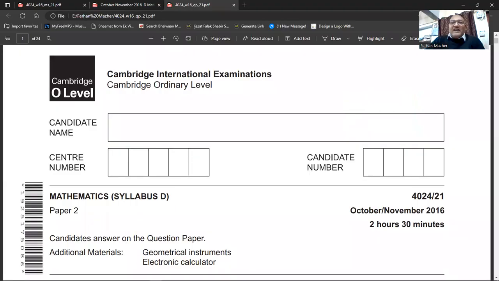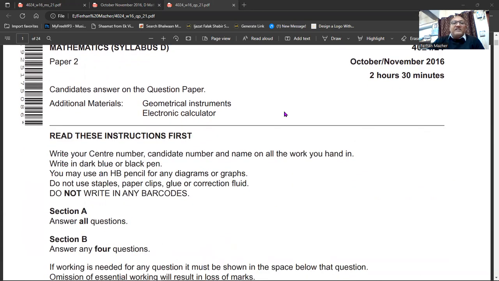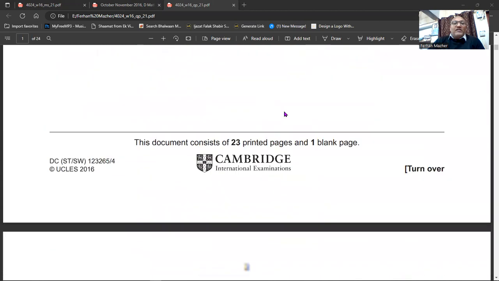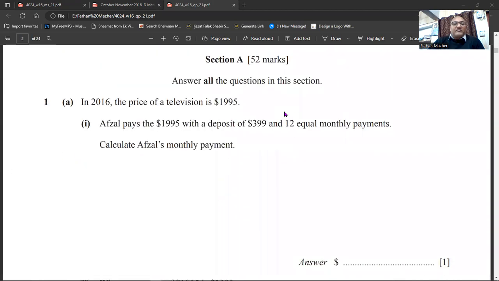We have the paper October-November 2016 2-1 paper. We call it paper 2, Mathematics Syllabus D. The time allowed is 2 hours and 30 minutes. And in this paper, the calculator is allowed. So we will start our paper.